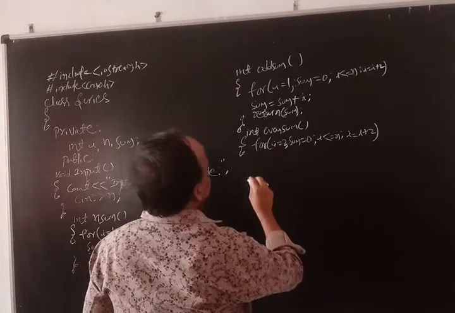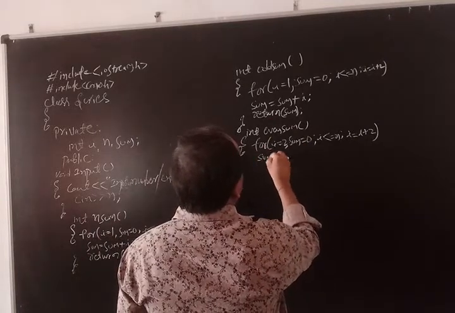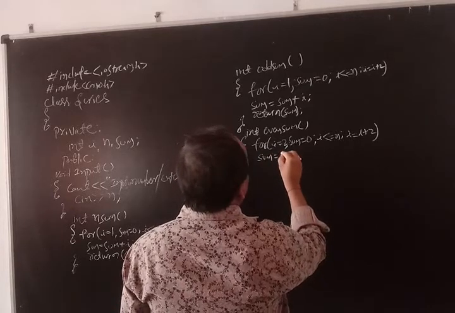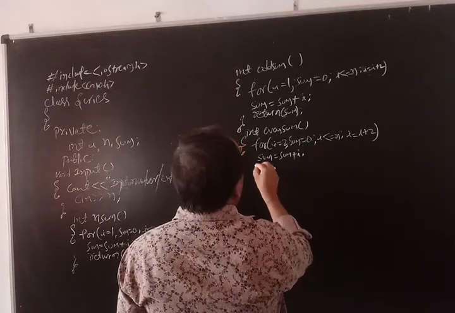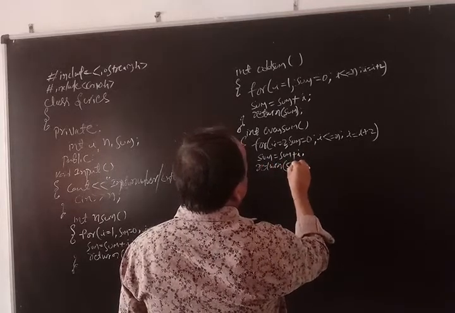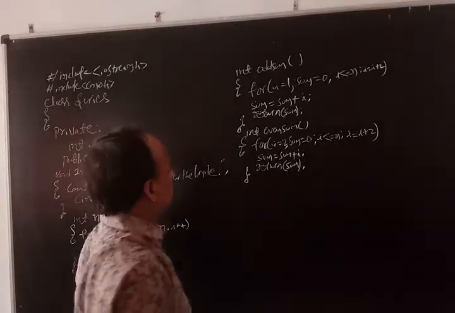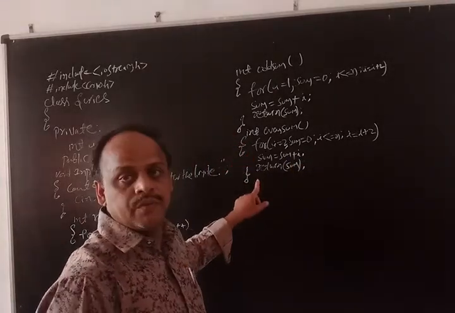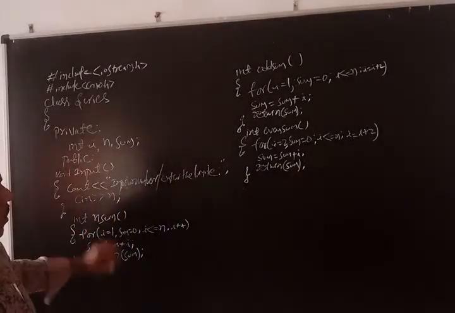Next, sum is equal to sum plus I, return of sum, closing bracket, closing of this sum function. Now all the code is over.